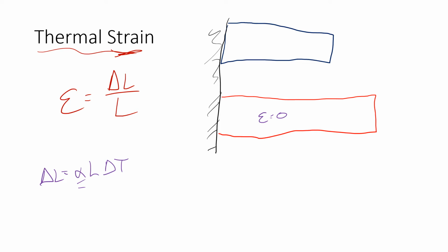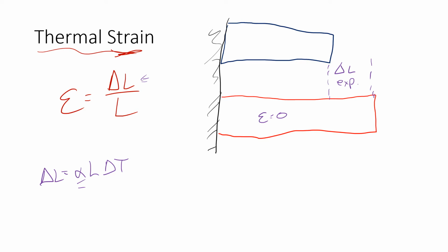But it has a delta L, right? I mean, this is a change in length. Well, yes, it changed in length, but it wants to be that length, all right? So this delta L is for thermal expansion, okay? But it's not the same as this delta L here. Now, okay, so I get what you're saying here.